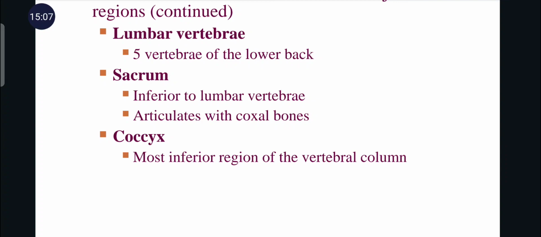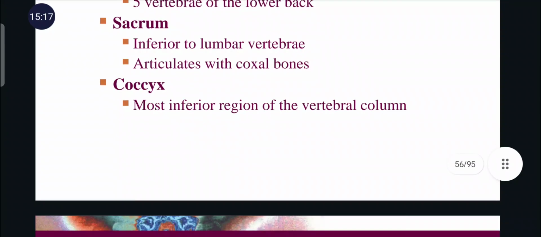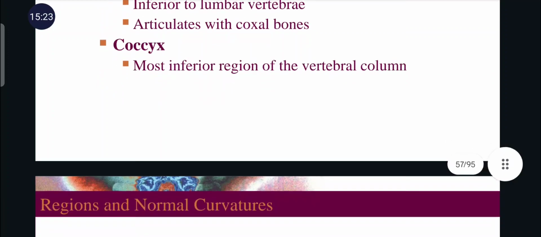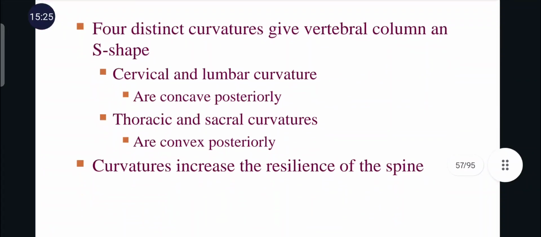Sacrum is inferior to the lumbar vertebrae, which is a fusion of 5 bones and articulates with the coxal bones or the pelvic bones. Coccyx is the most inferior region of the vertebral column. It is made up of fusion of 4 bones.